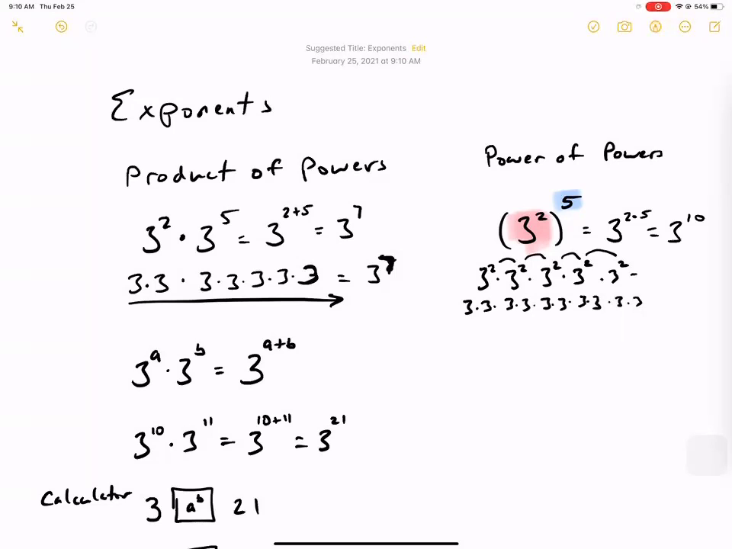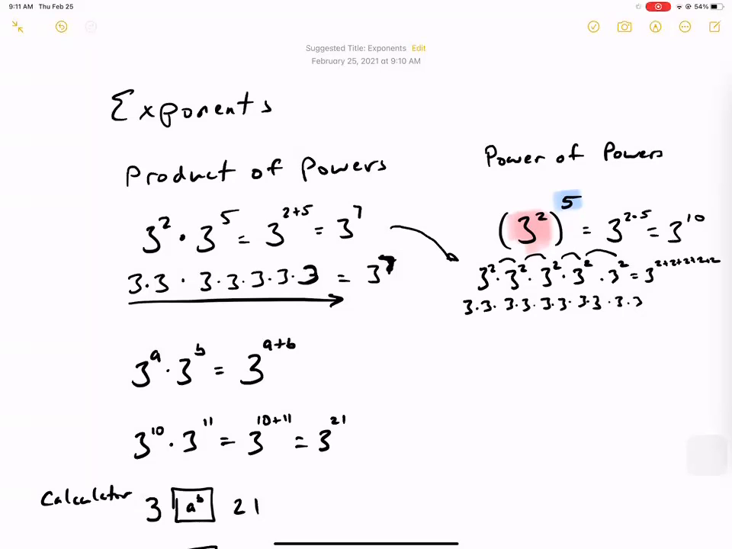We could have written this as 2 plus 2 plus 2 plus 2 plus 2. We could have written that following our previous rule, because when I'm multiplying powers, we add the exponents. And when we're multiplying, we're adding quickly. So it's easier for us to just multiply them.